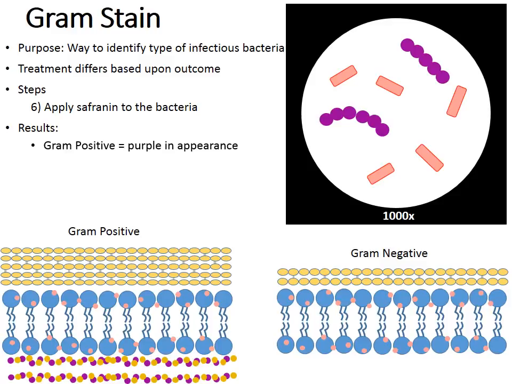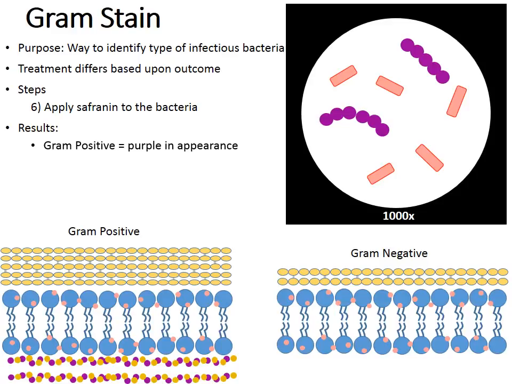Now you might be asking yourself, why is that? How come they don't appear pink? Because they have safranin in them as well. The reason is simple: the pink color of the safranin is just overshadowed and masked by the deepness, the darkness of the purple crystal violet. So you don't really see the pink safranin in the gram-positive bacteria. It's there, you just don't see it.